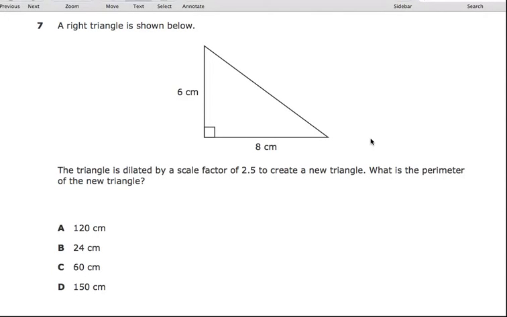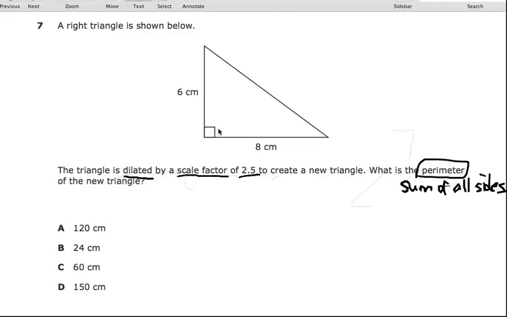Okay, number 7 is a very heavy problem. Here I have a triangle that is being dilated by a scale factor of 2.5 to create a new triangle. What is the perimeter of the new triangle? What perimeter means is the sum of all sides. I know that as the distance around my figure.